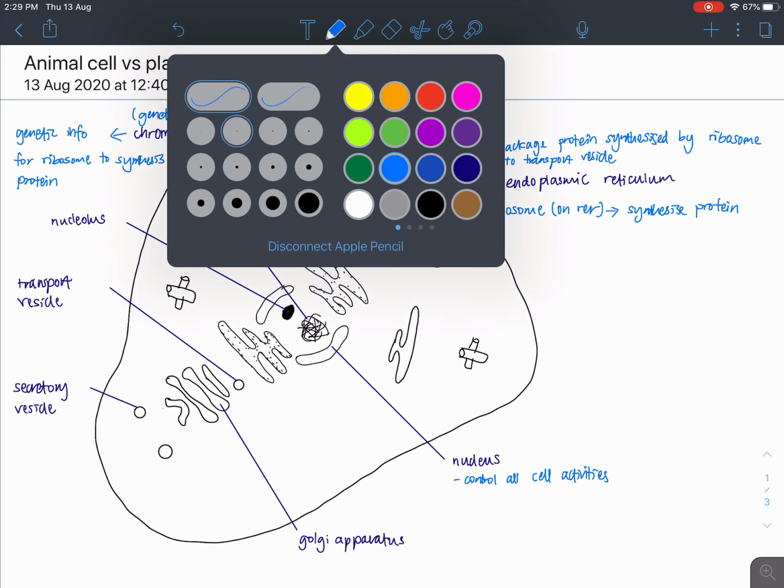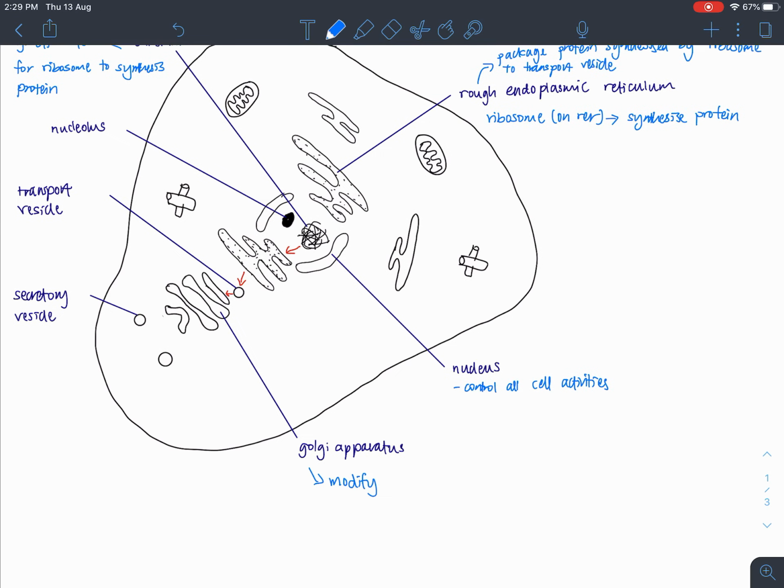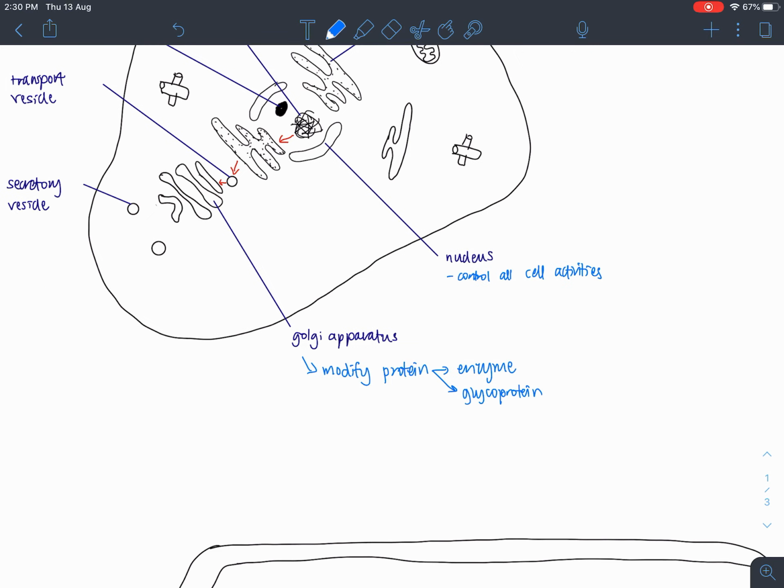Okay, now the Golgi apparatus. The Golgi apparatus will modify the protein into a specific function, for example, enzyme. Because protein doesn't give any function to other cells. Enzyme will give function, like in digestion or other things. So it needs to modify that protein into a specific function first. It could modify into enzyme or into glycoprotein. Once it has modified, it will package into a secretory vesicle.